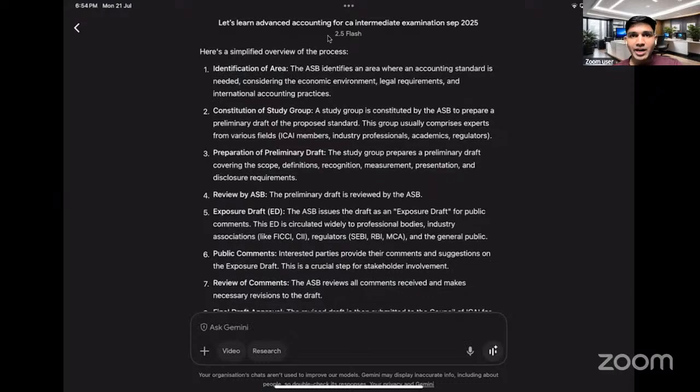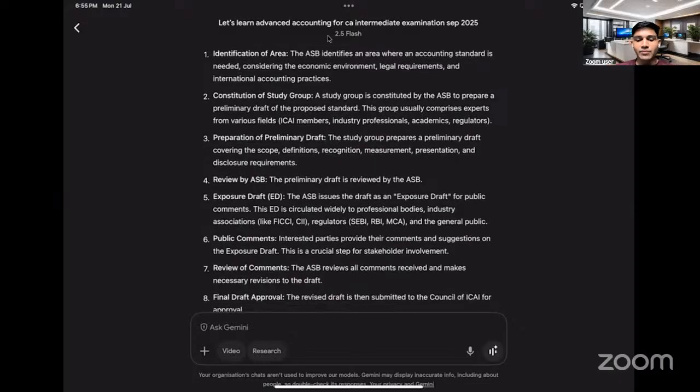Preparation of preliminary draft. Once we have constituted a study group, that study group needs to prepare a preliminary draft. The study group prepares the preliminary draft covering the scope, definition, recognition, measurement, presentation, and disclosure requirements. Review by ASB. Once the preliminary draft has been prepared, it is reviewed by ASB.